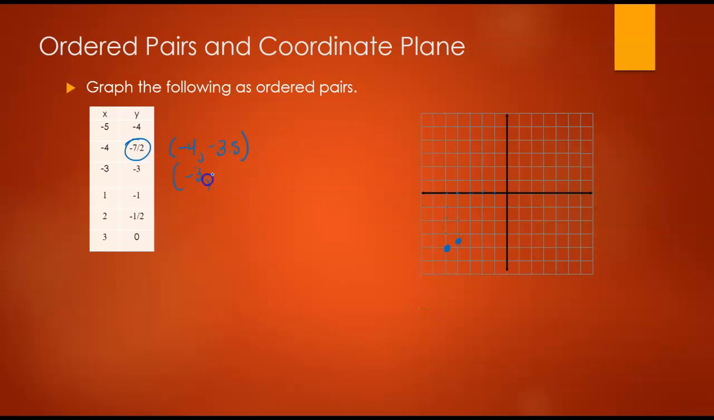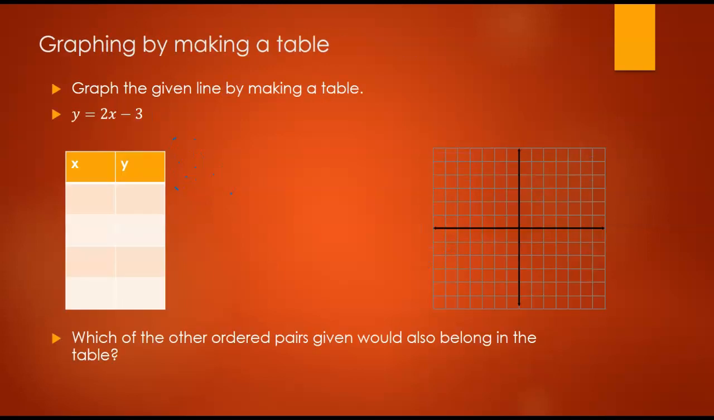-3, -3, that's 3 to the left and then down 3. 1, -1, that is 1 to the right and then down 1. 2, -1/2, that's to the right 2 and down 1/2, not 1.5, just down 1/2, and 3, 0. These do make a straight line, so we're going to connect those. Not every scatter plot makes a straight line, but some do. We can use this information to graph equations.